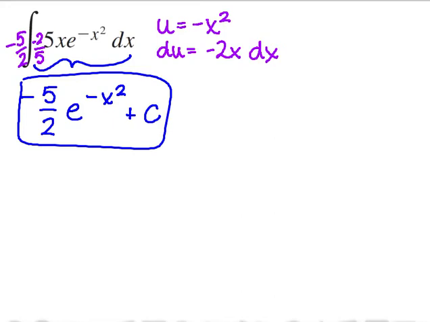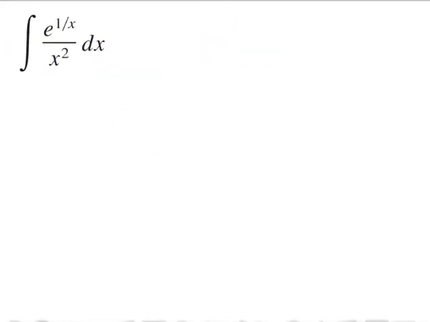So far so good? Let's go ahead and look at this one. This one is a little different, but not much. We're still going to do a lot of the same things. So what do you think you're going to do? u equals x squared. u equals, how about 1 over x?